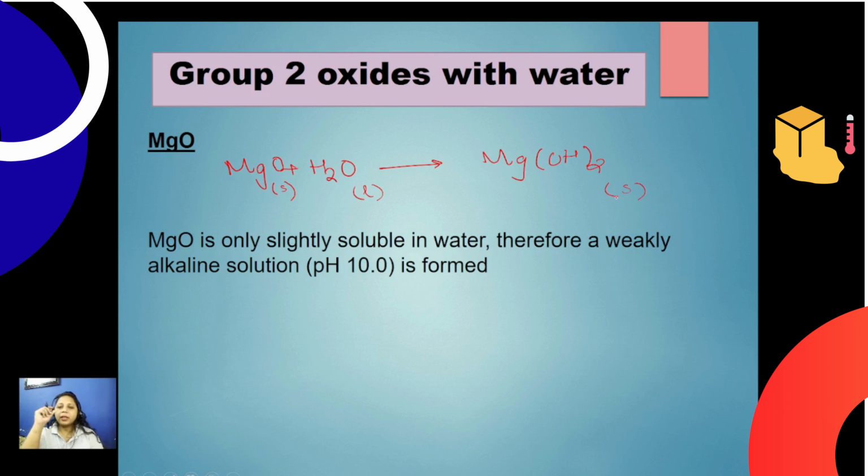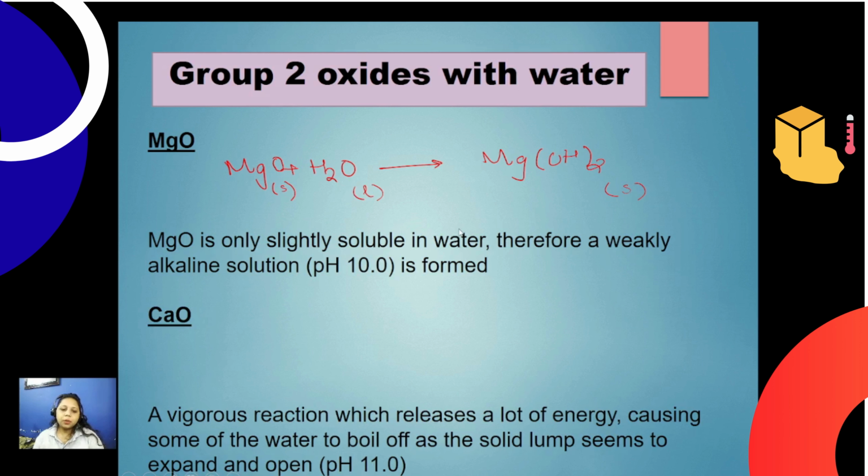You must have seen the boxes in your lab where there are certain alkalis present: calcium hydroxide, magnesium hydroxide, sodium hydroxide, potassium hydroxide. These are solids, they are not soluble, so you have to write them as solids. The second one is calcium oxide. A vigorous reaction is going to form; you can say it's an exothermic reaction.